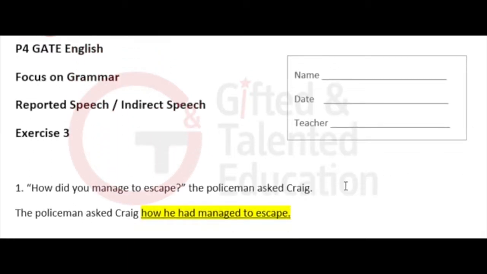Question 1. "How did you manage to escape?" The policeman asked Craig. In the reported speech, the policeman asked Craig how he had managed to escape. Do note the change: had managed.